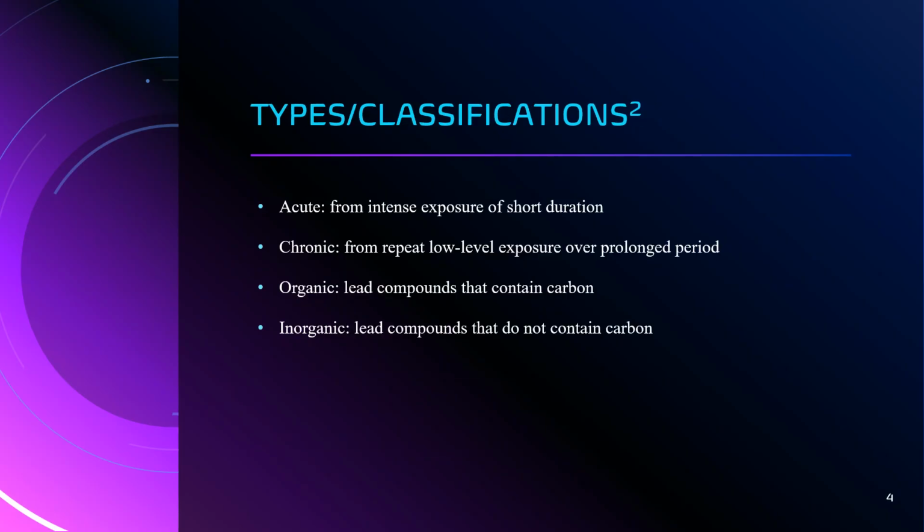Types and classifications: acute and chronic, organic and inorganic. Acute and chronic differentiate between the duration of exposure, whether it be an intense or low level, and then also organic and inorganic. The biggest difference here is that the organic has a lead-carbon bond, and the significance of that is that it makes it more toxic. It's able to be absorbed through the skin more readily, and also across the blood-brain barrier.